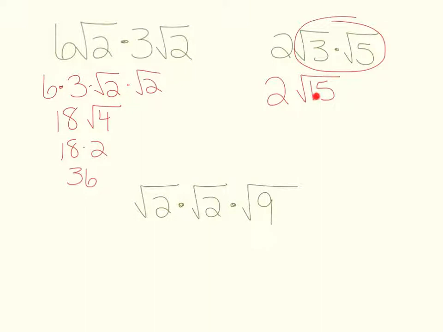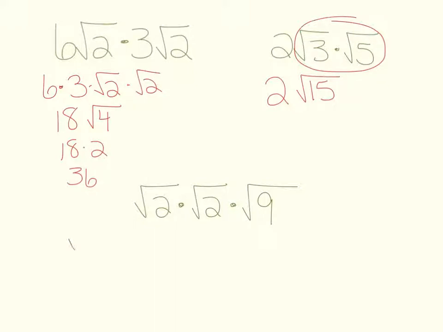We always need to ask, is that simplified? It is. There is no perfect square that divides that. We're done. Okay? So this one, these are all square roots. I'm sorry, square root of 2 times the square root of 2 times the square root of 9. So we can multiply that all together.